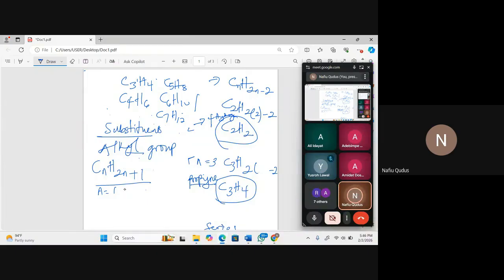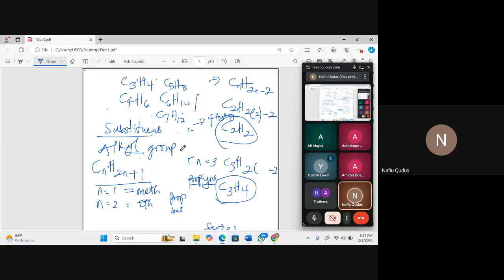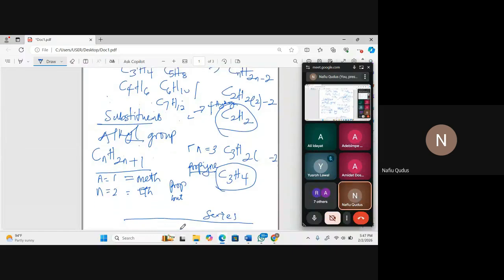Don't forget that number 1 in organic chemistry is meth, right? Number 2 is eth. Number 3 is prop. Number 4, but, and so on and so forth, right? Are we together?